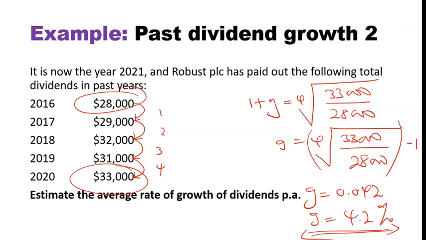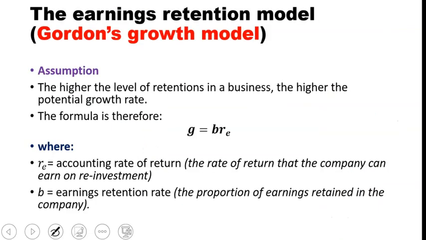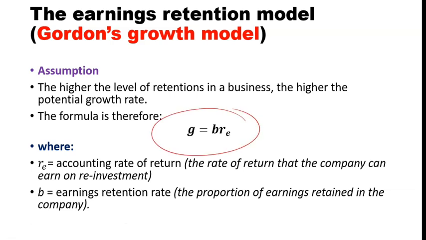Okay, now using the Gordon's growth rate, G is equal to BR. Before we go there, the assumption for this model is that the higher the level of retentions in a business, the higher the potential growth rate. So the formula is G is equal to BRE, and we know that the RE is that rate of return that the company can earn on reinvestment.